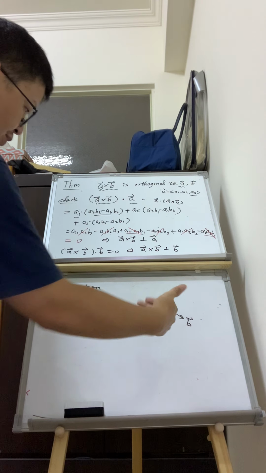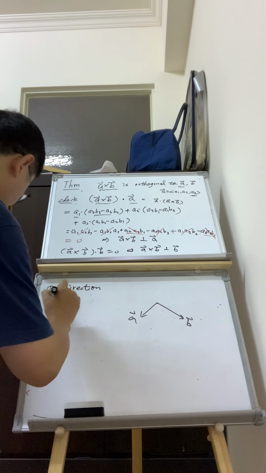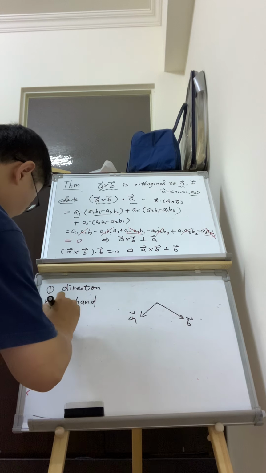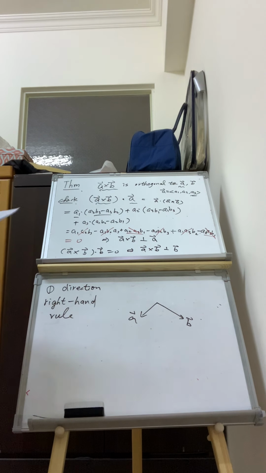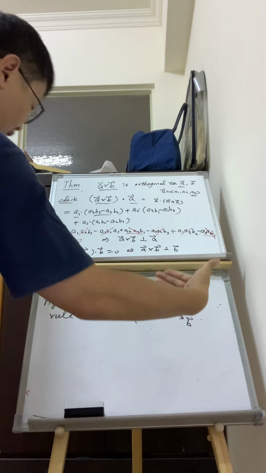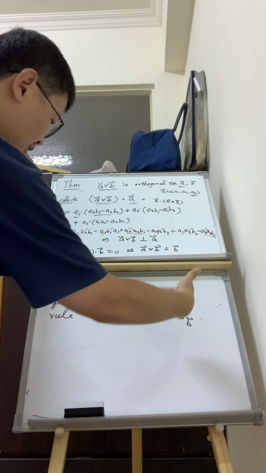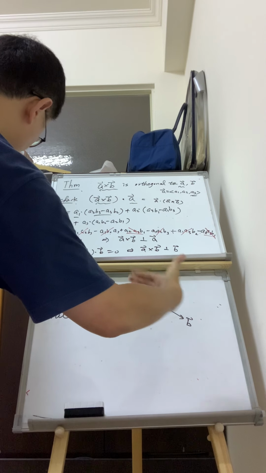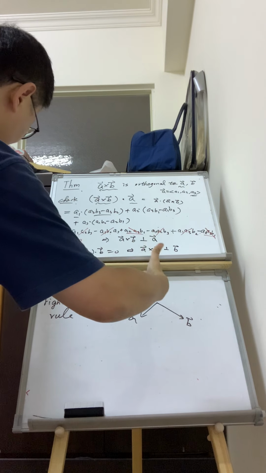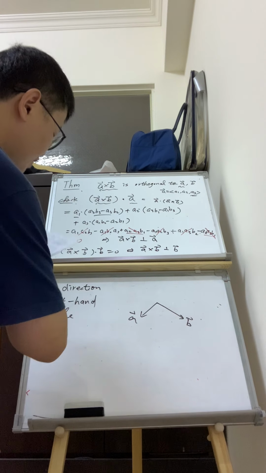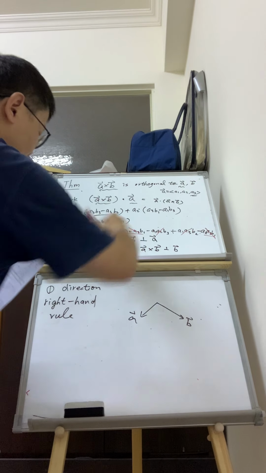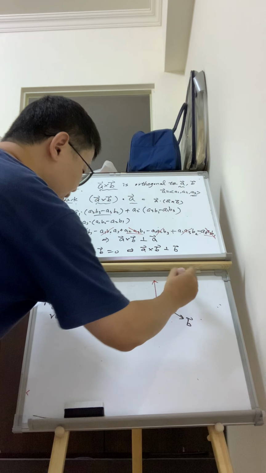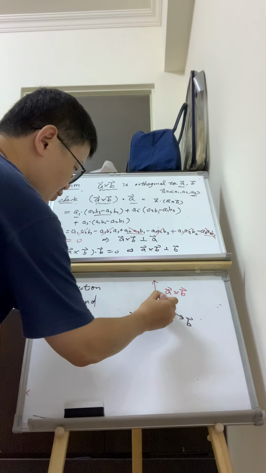This one is called the right hand rule. You could view it this way: we have four fingers pointing in the direction A, and we rotate them to the direction B, then your thumb points in the direction A cross B. So it's orthogonal to A, and it's also orthogonal to B.